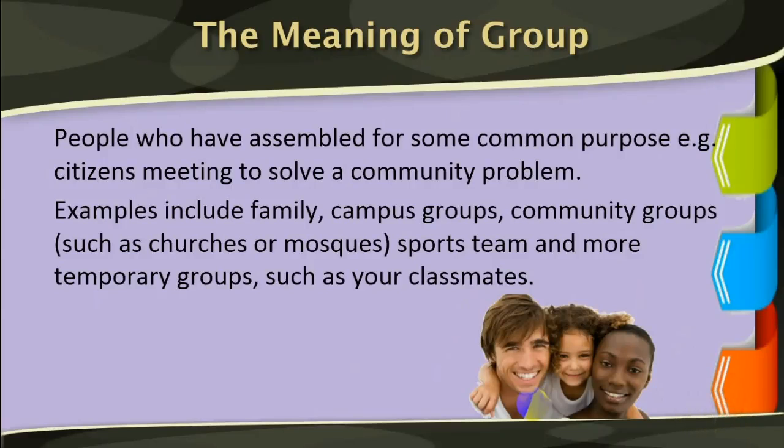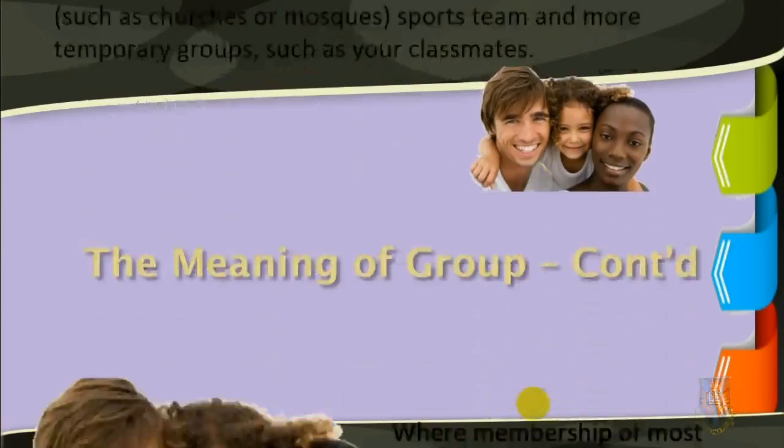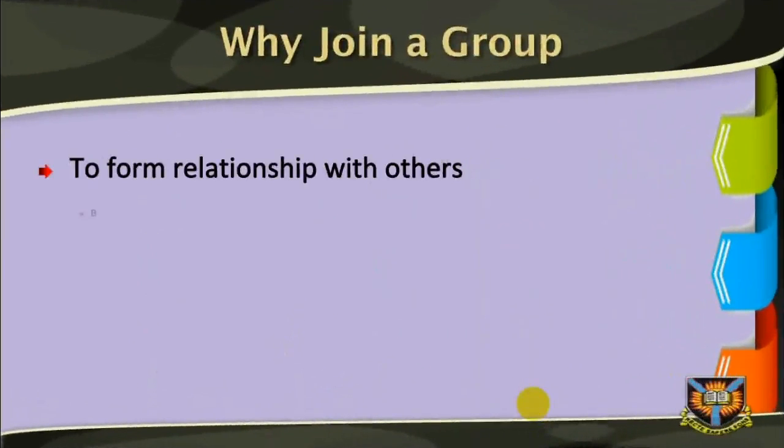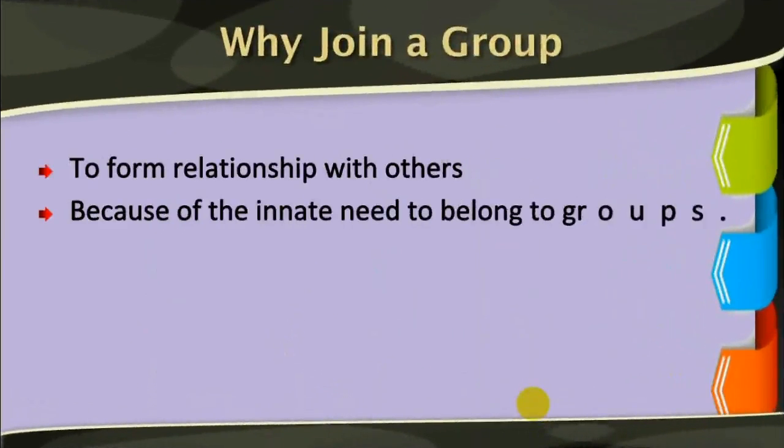Groups come in all shapes and sizes, large and small, highly organized and quite informal, short-term and long-lasting. Sometimes, group membership is involuntary, e.g., you didn't choose your family. But membership of most groups is voluntary. Why join a group? Forming relationships with other people fulfills a number of basic human needs.